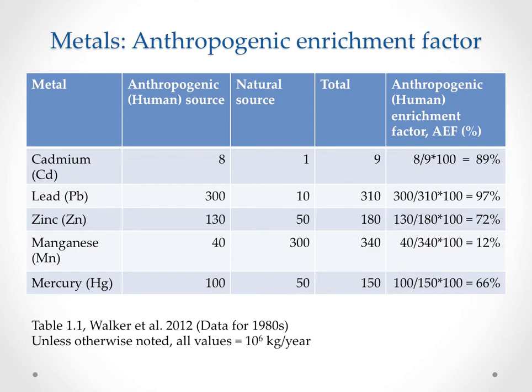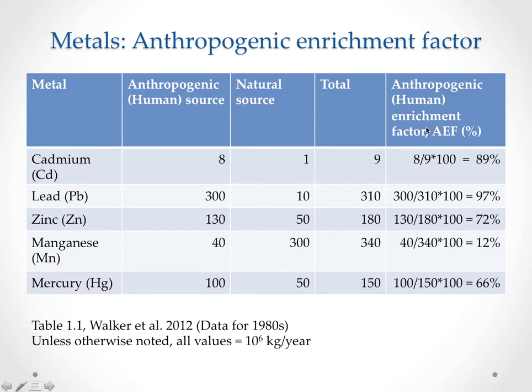So when we're talking about metals, you'll often hear people talk about anthropogenic enrichment factors. So this just gives us an idea of how much humans have to do with the availability of these metals. So we start with the size of the anthropogenic or human source, and all of these values are in 10 to the 6 or times 10 to the 6 kilograms per year. So this 8 would be 8 times 10 to the 6 kilograms per year. The natural source would be 1 times 10 to the 6 kilograms per year, and the total amount would just be adding these two together. That would be 9 times 10 to the 6 kilograms per year.